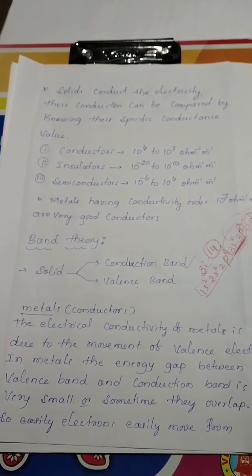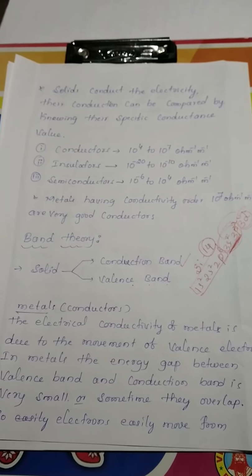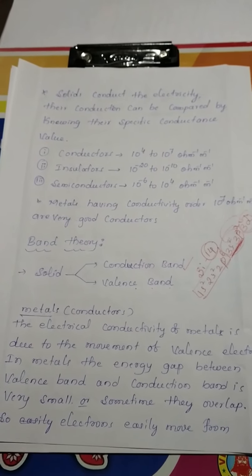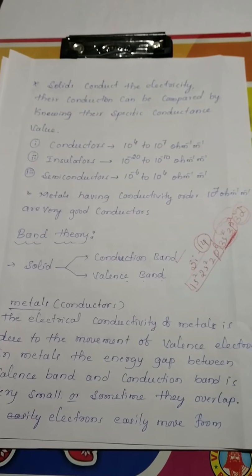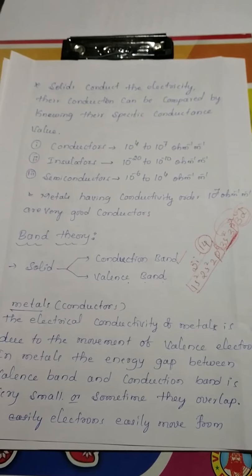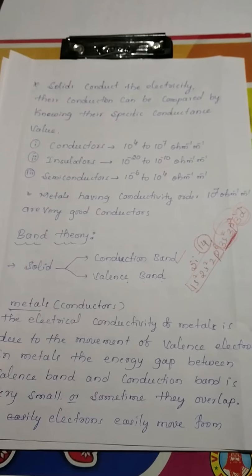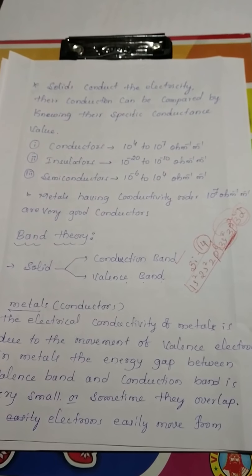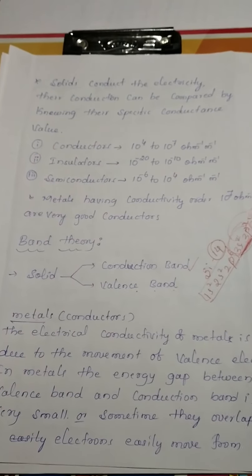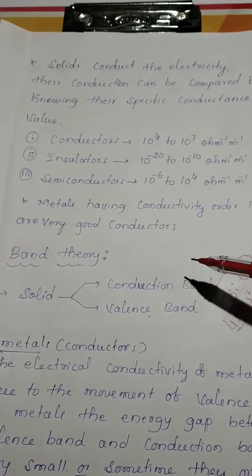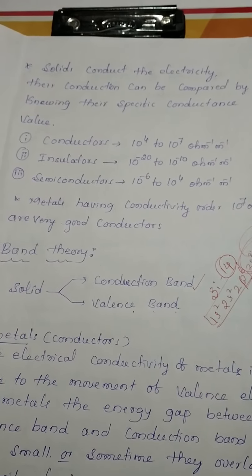If n number of atomic orbitals combine, then n number of molecular orbitals are formed. All these molecular orbitals have nearly equal energies. Their energy levels are very close to one another. They form energy bands such as the lower energy valence band and the higher energy conduction band. See here, solids have two types of bands: lower energy valence band, higher energy conduction band.